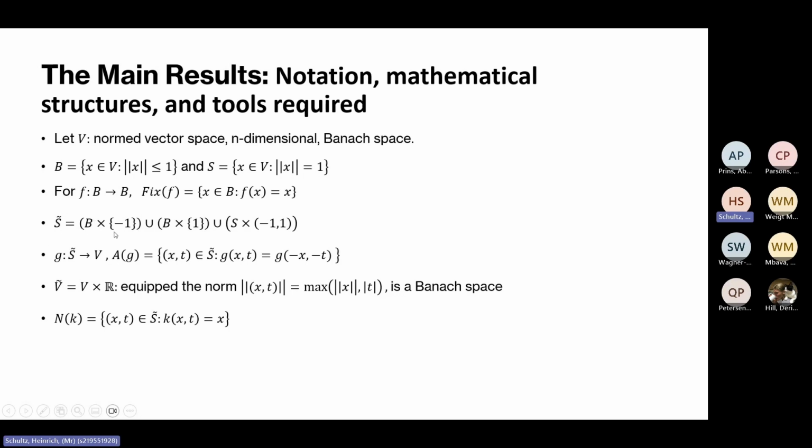And then S tilde is this space over here. G maps S tilde to V, and AG is the set of antipodes on S tilde. V tilde is the product of V and R, and it's equipped with the norm equal to the maximum of the norm of x and the absolute value of t. V tilde is also a Banach space because V is a Banach space. And finally, we have our set NK, which is the set of fixed points of K.